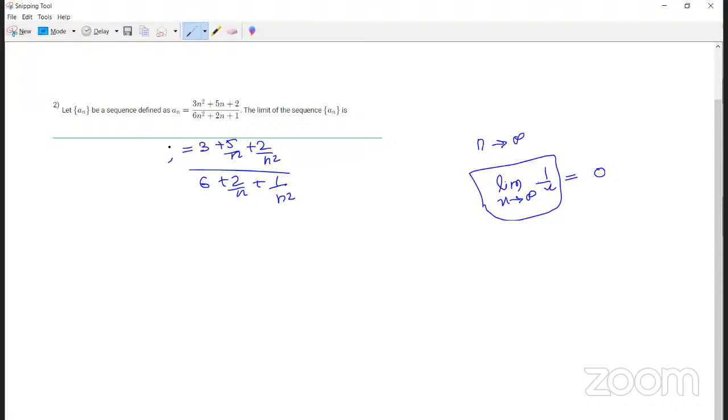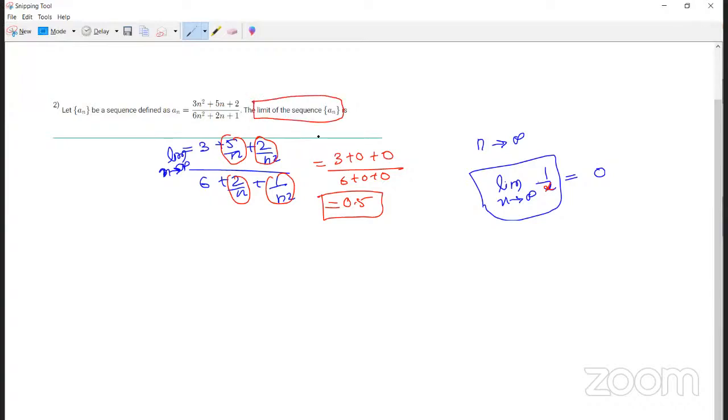If I take the limit as n tends to infinity, this term will become 0, and this term will also become 0. These two terms will also become 0. So I will get 3 plus 0 plus 0 upon 6 plus 0 plus 0, which is 0.5. So just apply this concept in every question on limits of sequences. Whenever n tends to infinity or x tends to infinity, we try to make that f of x in the form of 1 by x or anything, depending on the highest degree of that particular expression.